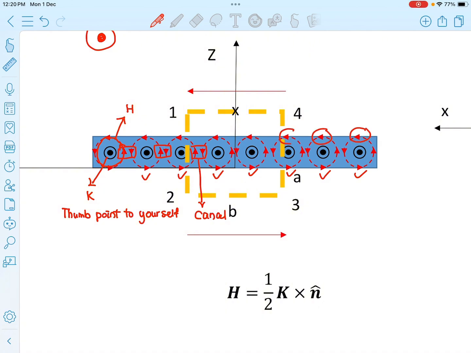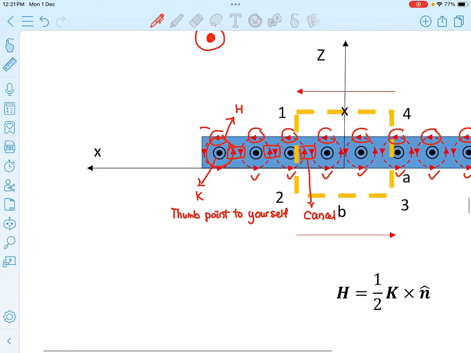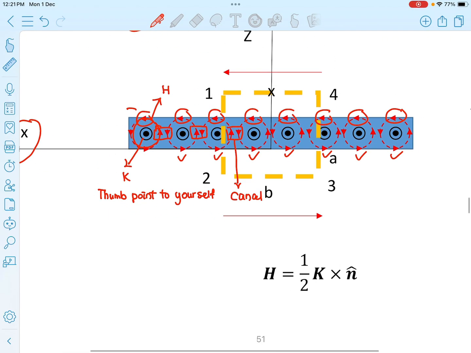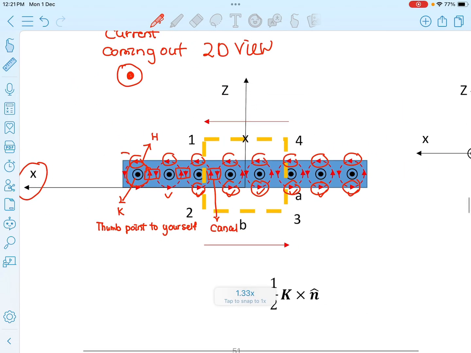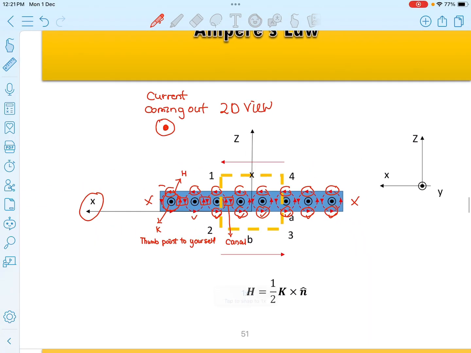At the top, they are all going to the left-hand side, or the positive x direction. And at the bottom, they are all pointing in the negative x direction. And there is no magnetic field at the side, because it has been cancelled out and the planar surface is so big. So there is no magnetic field at the side.